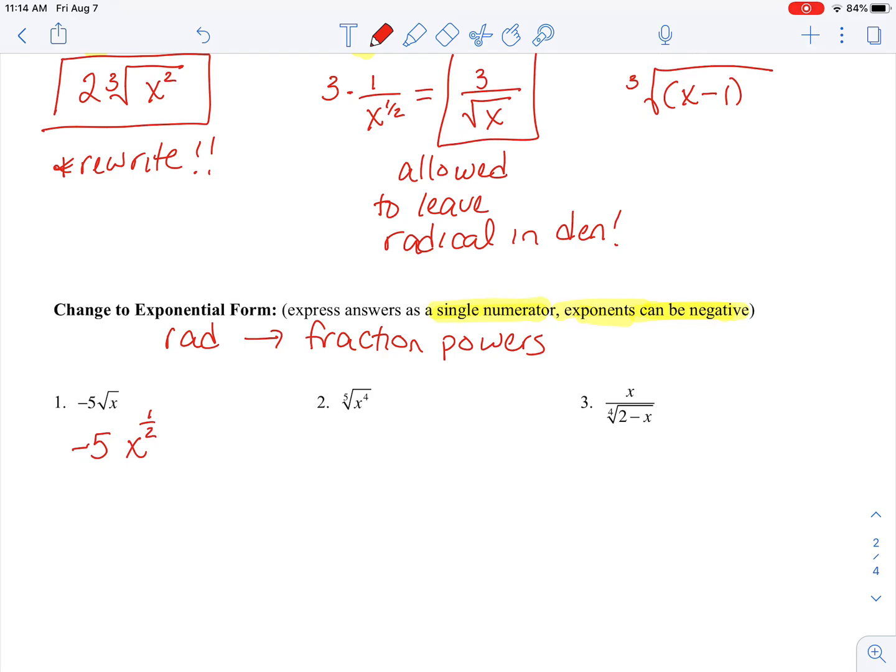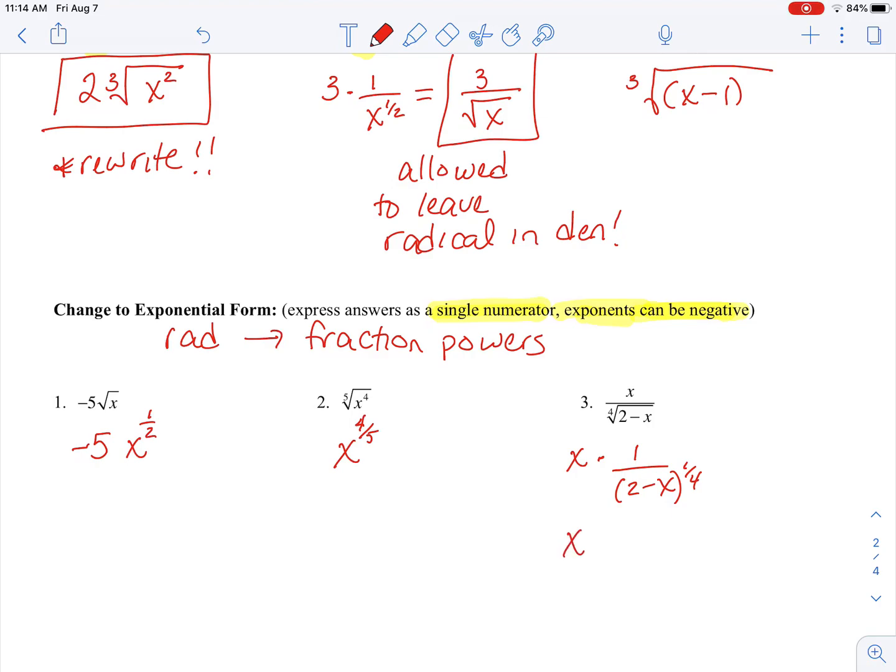So I have negative 5 times the square root of x, and when there's nothing inside the square root sign, we know it's a 2. So it's negative 5x to the 1/2 power. The 5th root of x to the 4th: remember, power over root, so this is x to the 4 over 5. All this means is these are equivalent expressions. They mean the same thing in a different form. And now I have x over the 4th root of 2 minus x. So this is really x times 1 over 2 minus x to the 1/4 power.